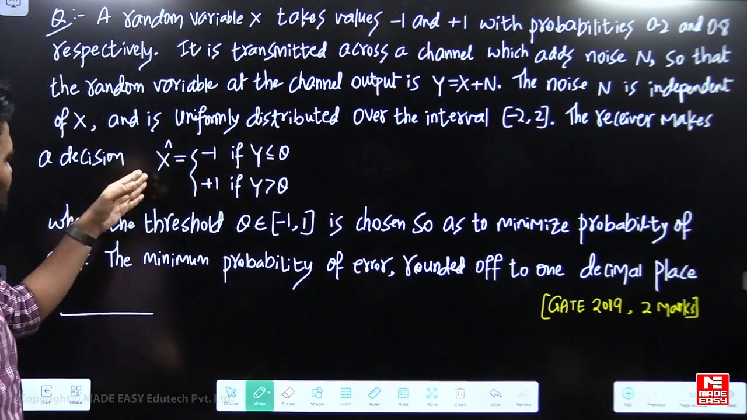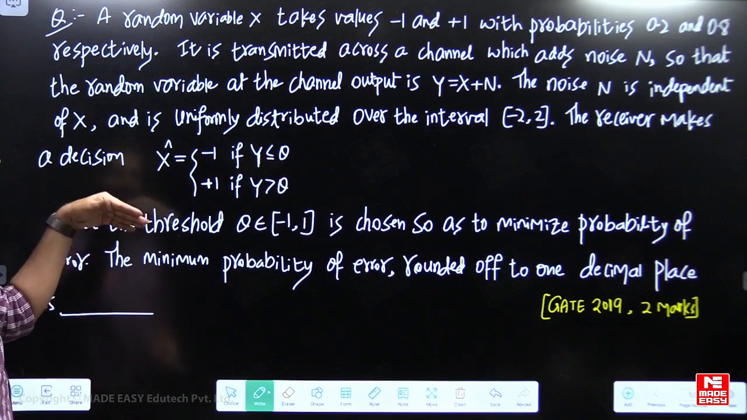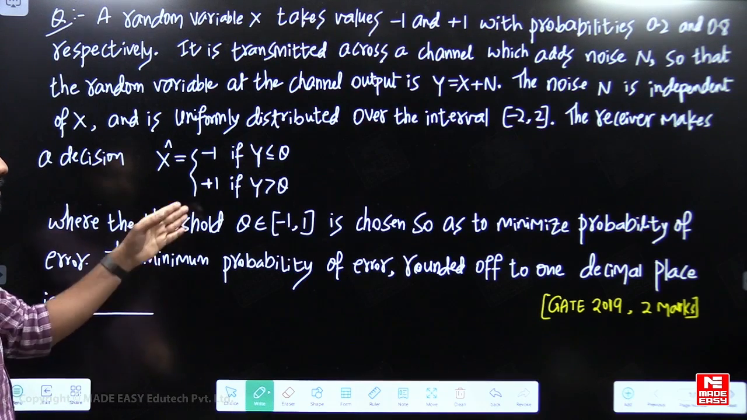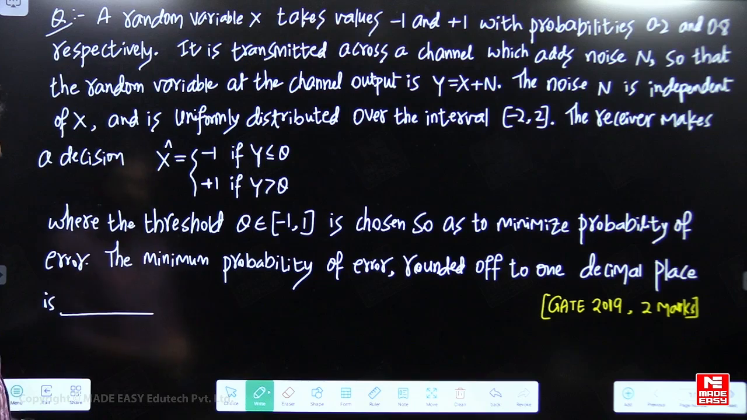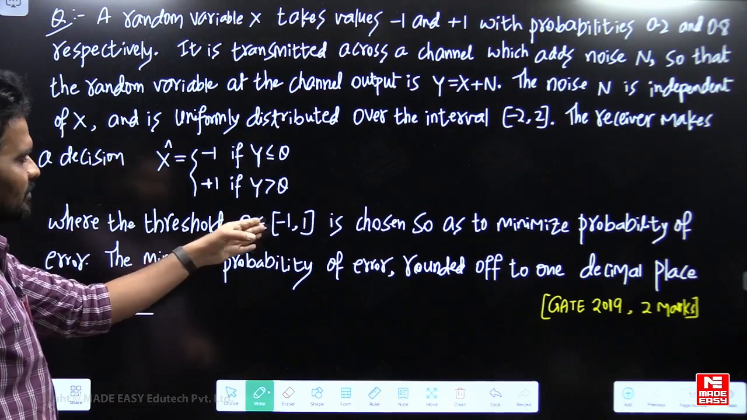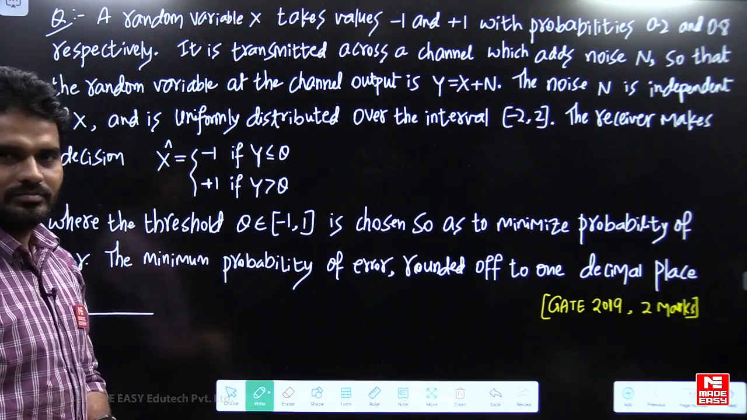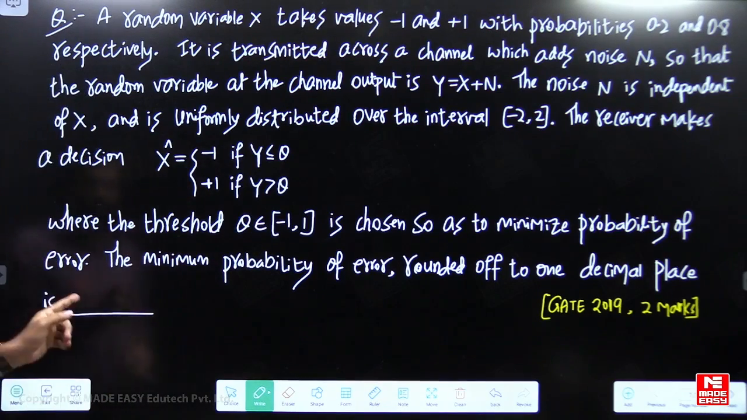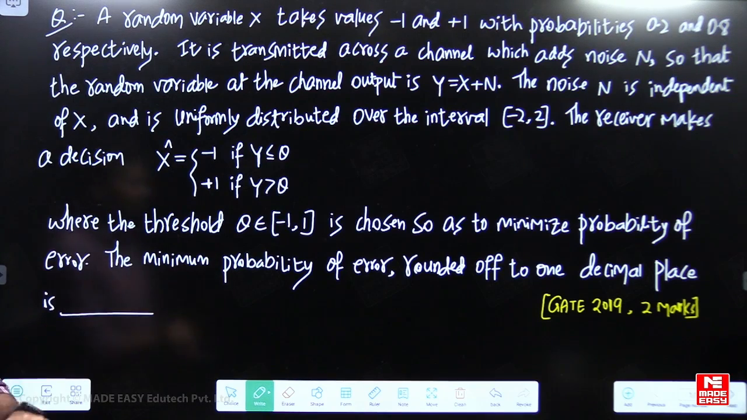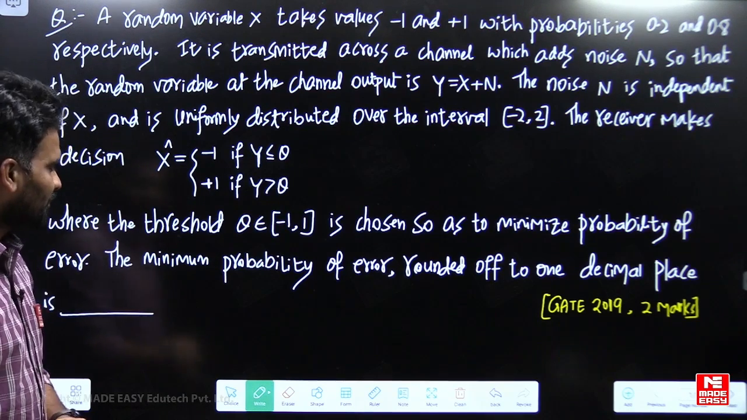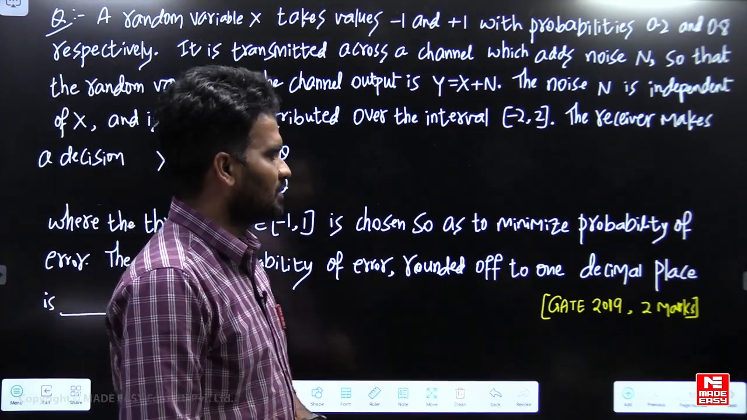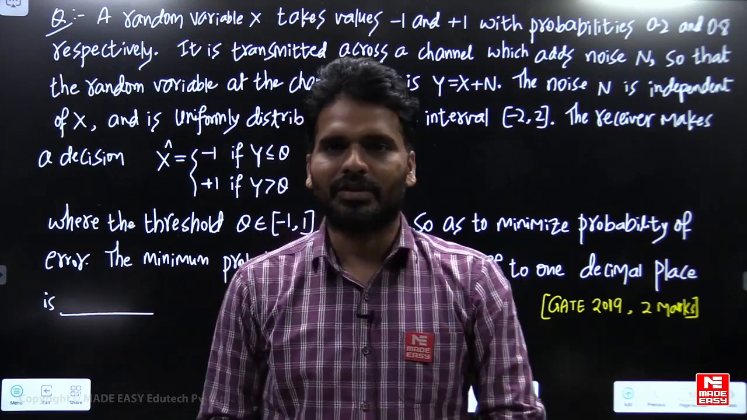The noise n is independent of x and is uniformly distributed over the interval -2, 2. The receiver makes a decision. The output of the receiver is x cap, which is -1 if y is less than or equal to theta, and +1 if y is greater than theta, where the threshold theta can be any value between -1 and 1 and is chosen so as to minimize the probability of error. So this question is all about minimizing the probability of error. The minimum probability of error, rounded to 1 decimal place, is how much? We have to find out.